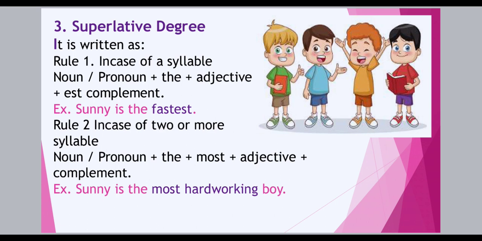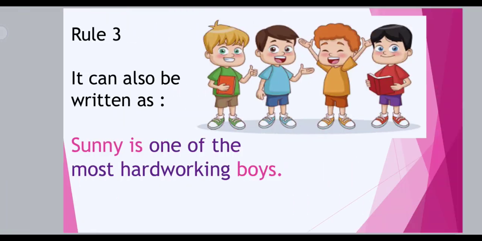Rule number 2 says that if the word has 2 or more syllables, at that time you use the word most. For example, in the previous sentence we had used more for comparative. In superlative it will be most. But remember, you are going to use the article the here also. Example, Sunny is the most hardworking boy. Sri Lekha is the most beautiful girl, right? So you can make n number of sentences using these particular rules. Let's move on to our next page.